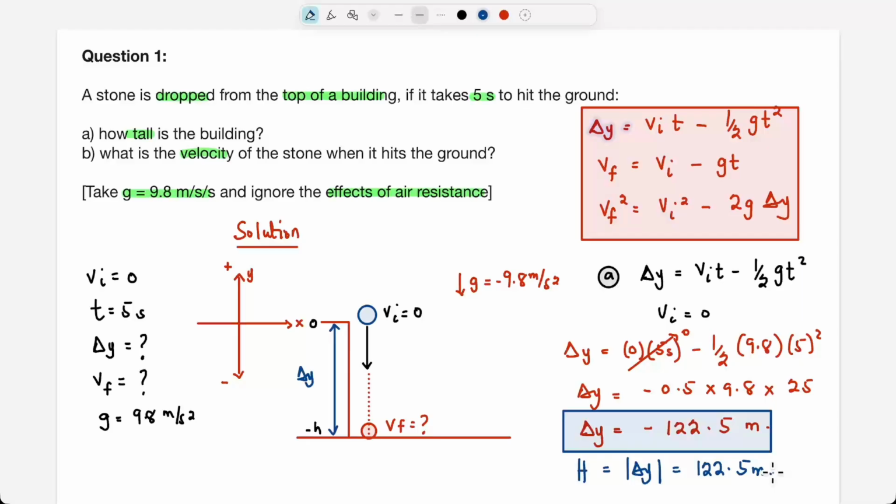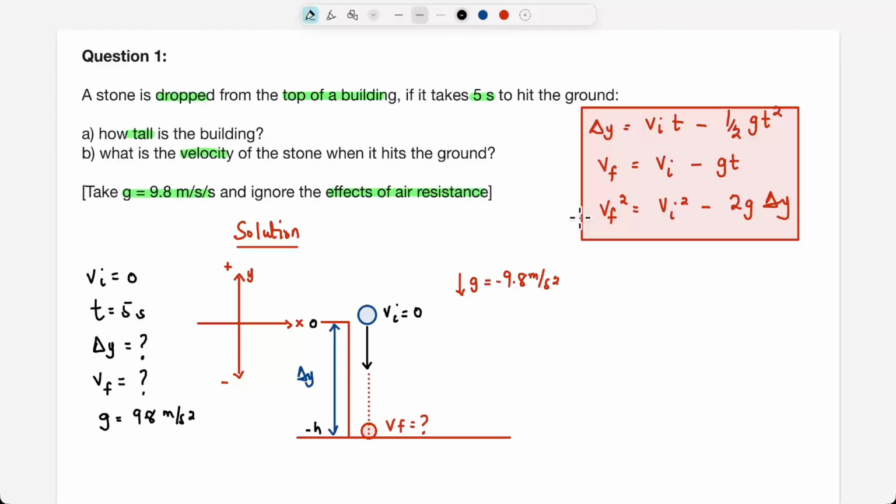So this is the first part of the problem, and that gives us the height of the building. Now let's determine the second part of the problem by calculating the velocity with which the ball hit the ground. So for part B, we are to calculate the velocity with which the ball hits the ground. So we are calculating V final. Let's go back to our equation here. We know the initial speed, we know acceleration, and we know the time. So we can calculate the final speed using the equation V final is equal to V initial minus g t. But we know V initial is 0 because the stone is dropped.